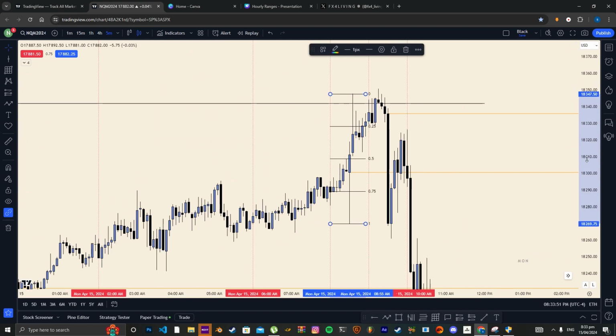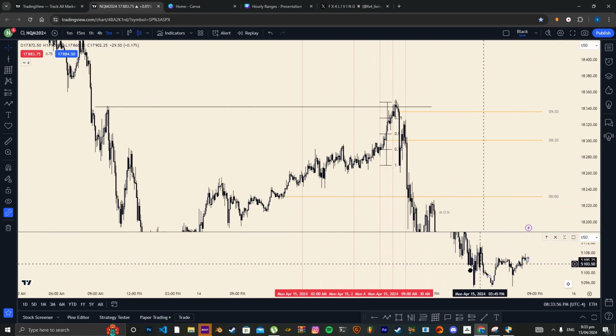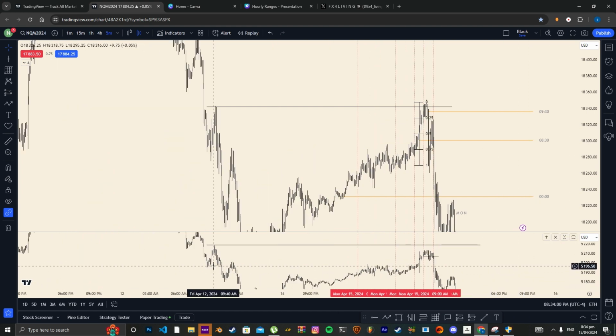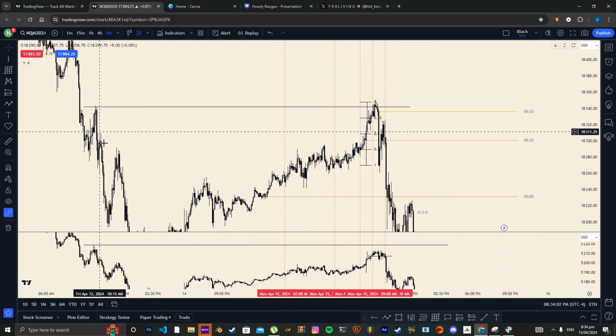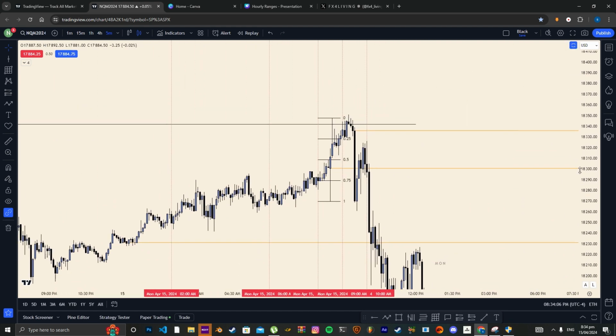And then also what we can use as higher confluence, what I talked about with SMT, is we can see here with ES that it does not actually trade to this high, to this premium imbalance. We actually don't trade into it, but NASDAQ trades into it. So that's just extra confluence.